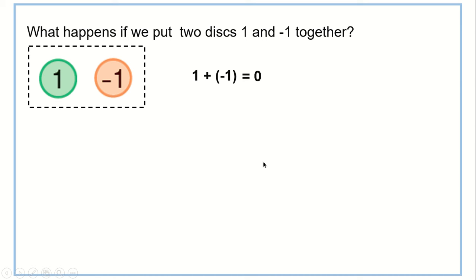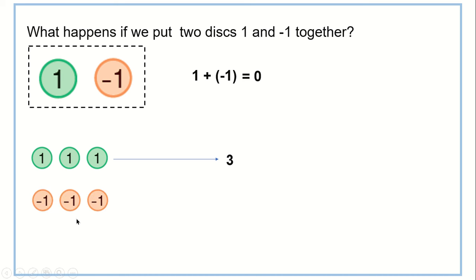To write number 3, we can have 3 disks of 1. This means 3. And if we want to write, let's say 4, then we will have to get 1, 1, 1, and 1. In other words, we get 4 disks of 1. To get 5, we get 5 disks of 1, and so on.